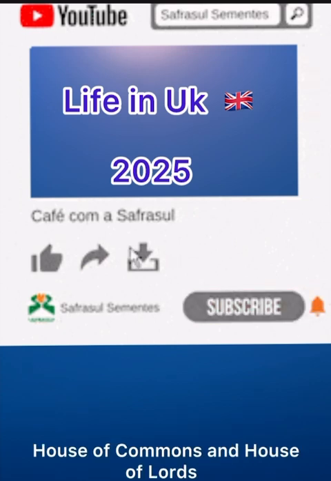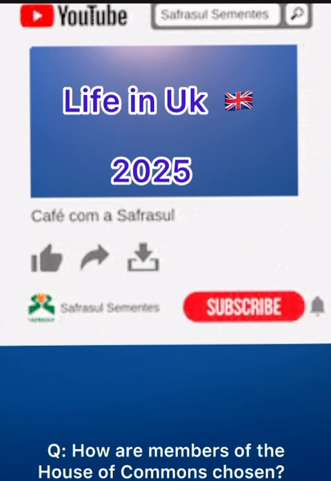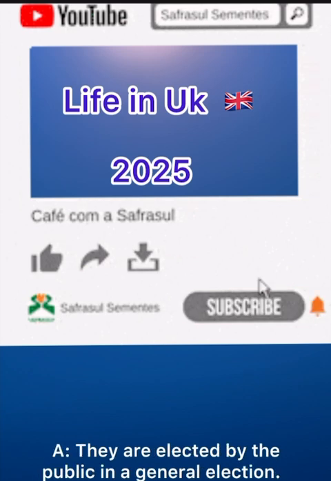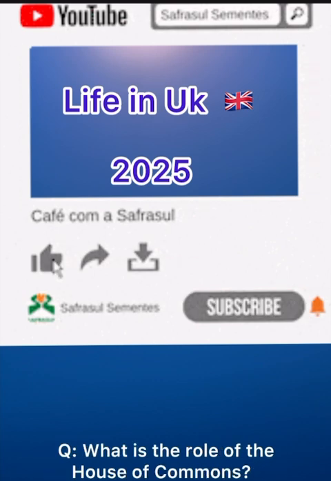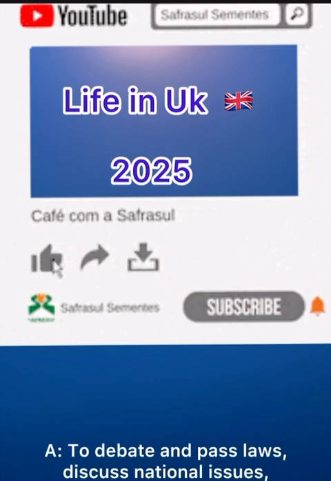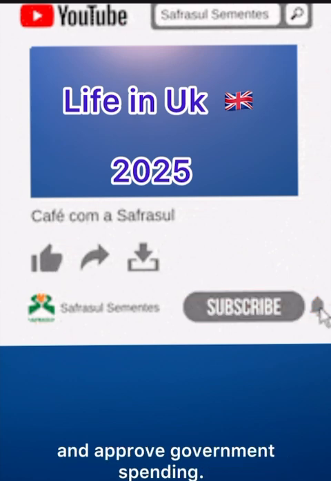House of Commons and House of Lords. Q. How are members of the House of Commons chosen? They are elected by the public in a general election. Q. What is the role of the House of Commons? To debate and pass laws, discuss national issues, and approve government spending.